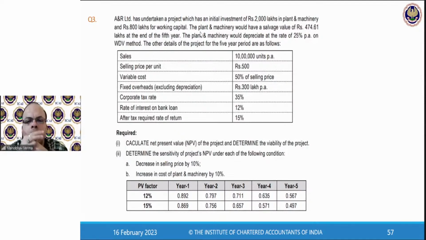Sales, selling price, variable cost, fixed overheads, corporate tax rate, rate of interest, after tax required rate of return. They have given us the present value factor for 12% and 15%. Calculate the NPV of the project and determine the viability of the project here. And then we are discussing the sensitivity of the project also. So how do we go about this, guys? Any thoughts? How do we go about this particular question?